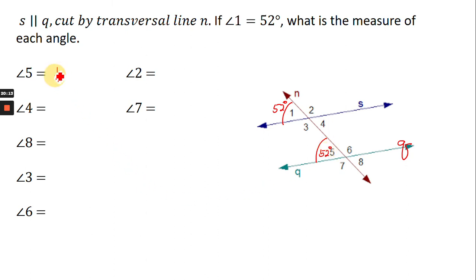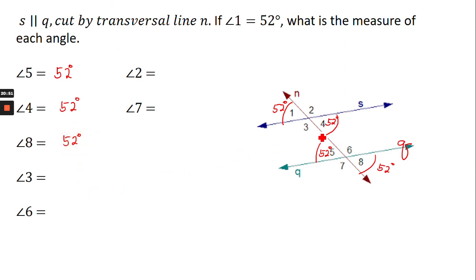So this is 52 degrees. Angle 4. What can you say about the measure of angle 4 and angle 1? They are vertical angles, and vertical angles are congruent. So therefore, this is also 52 degrees. Angle 8. What is the relationship between angle 8 and angle 1? They are alternate exterior angles. So therefore, this is also 52 degrees because alternate exterior angles are always congruent.